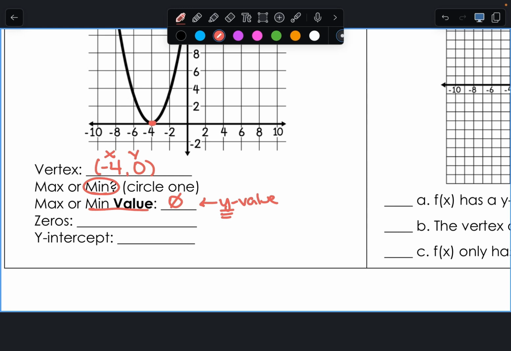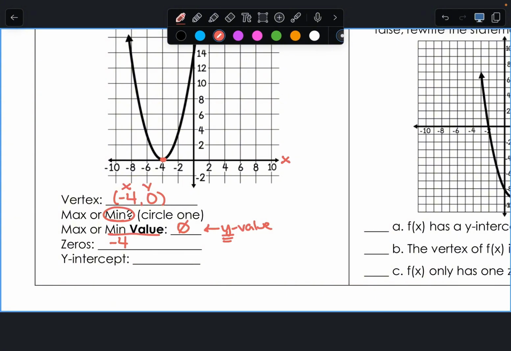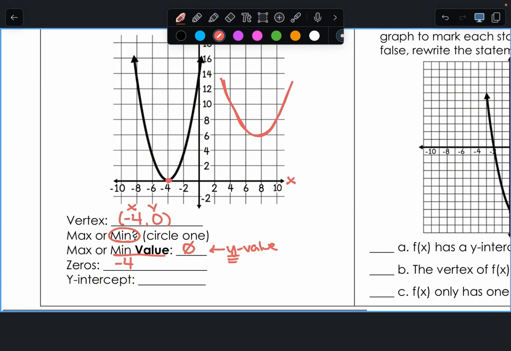What are the zeros? What are the x-intercepts? -4. Is there another one? No. And this is possible. It is possible to only have one zero. It is possible for the parabola to only touch the x-axis in one spot. Now, we don't see this with this lesson, but it can also be possible for it to not touch the x-axis at all. Just keep that in mind. What is the y-intercept? 14. As an ordered pair? 0, 14.